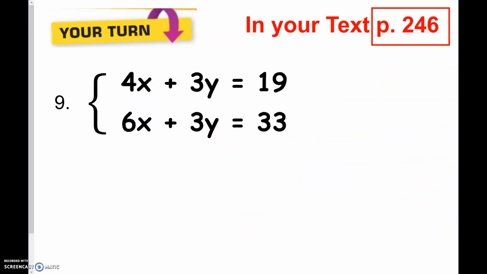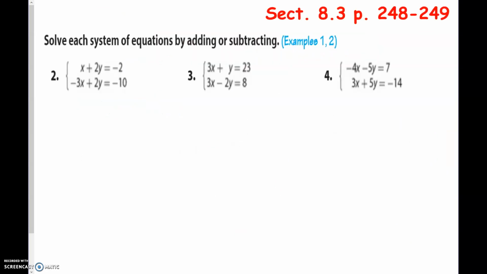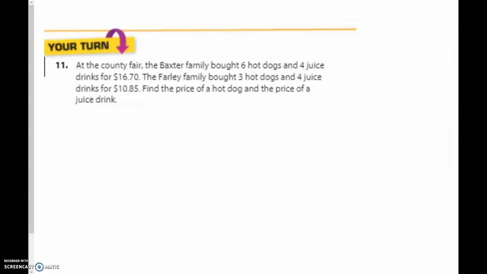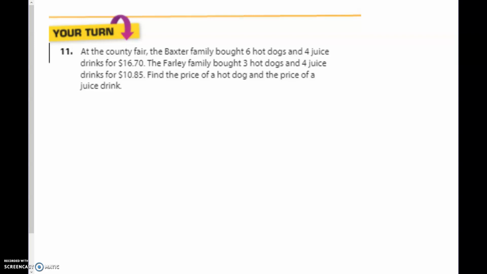All right, let's see if I have a word problem in here somewhere to try. Alrighty, so here is a word problem for us to try. At the county fair, the Baxter family bought hot dogs and juice drinks for $16.70. The Farley family bought 3 hot dogs and 4 juices for $10.85. So find the price of a hot dog. And what I'm going to do here is call my hot dogs X, and then juice is going to be Y.